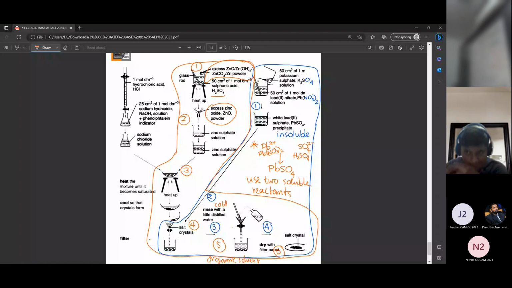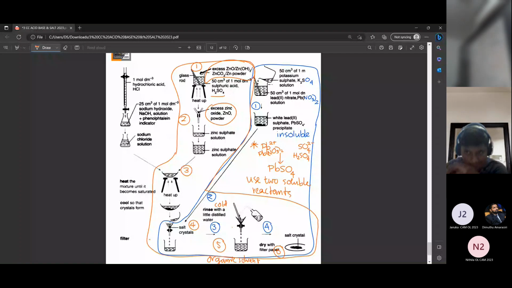Add zinc oxide to 50 cm cubed of 1 mole per dm cubed sulfuric acid. So he has extracted information there, very good. Then remove excess of zinc oxide. There, one thing he could have written: add excess zinc oxide to 50 cm cubed of 1 mole sulfuric acid while the solution is stirred and warmed to ensure the reaction is happening, right? No need to write that, but. Then remove excess zinc oxide by filtering.